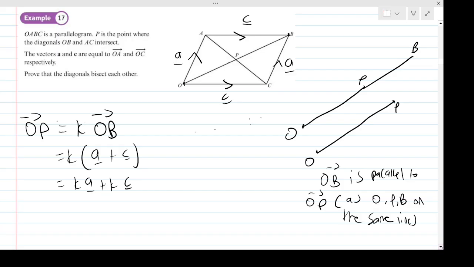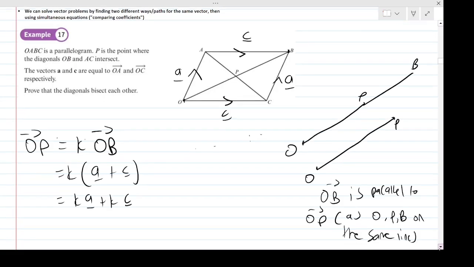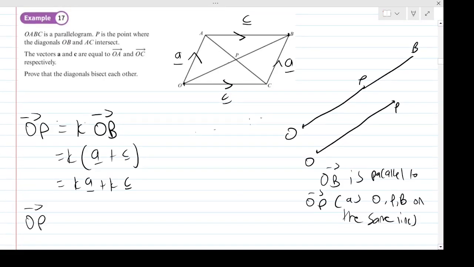It's just a multiple. But this is where my hint is going to come into play with these sort of questions, because I want to find two different paths for the same vector. In other words, I want to find another way of finding OP, right? So an alternative path from O to P. So I considered firstly the fact it's on the diagonal OB. Now I need to use the fact it's going to be on the diagonal AC, the other diagonal. So let's consider that instead.